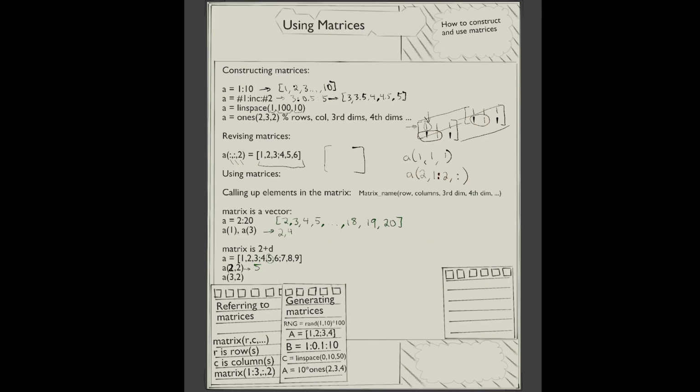And then row 3, column 2, what is this one? This would be row 3, and column 2 would be 8. So let's put 8 there.